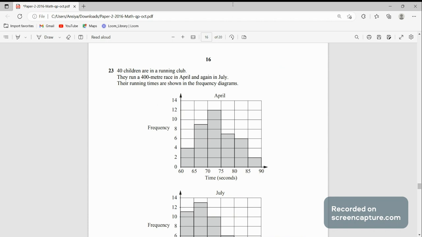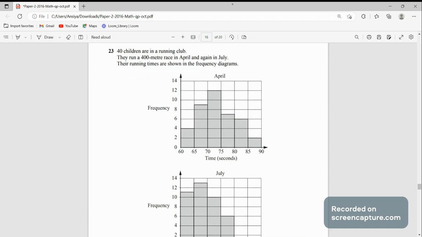40 children are in a running club. They run a 400-meter race in April and again in May. Their running times are shown in a frequency diagram. Suppose it is about our class 8B. 40 children are there. Suppose we are having a 40-meter running race. We are conducting it in April and we are conducting it in July also.